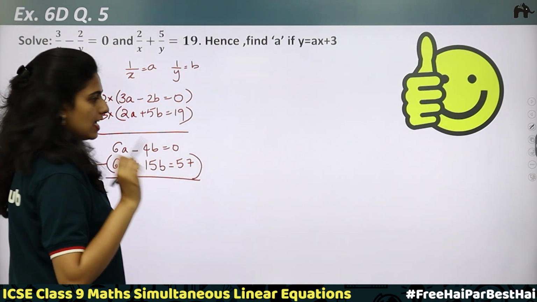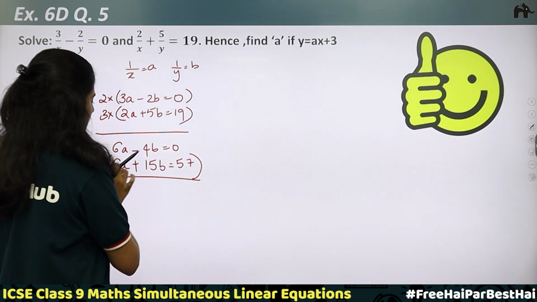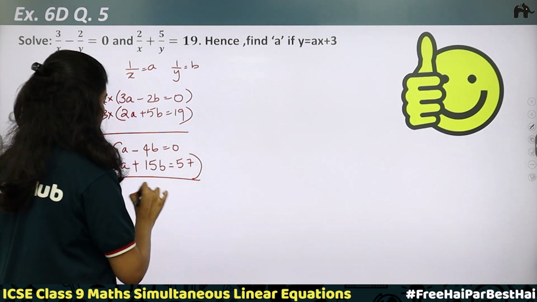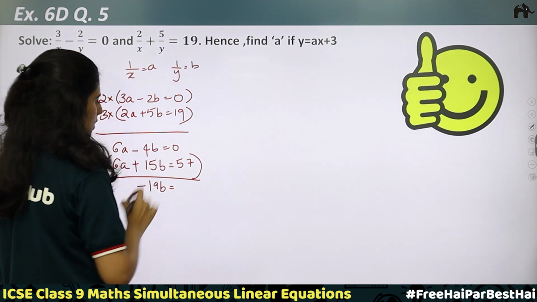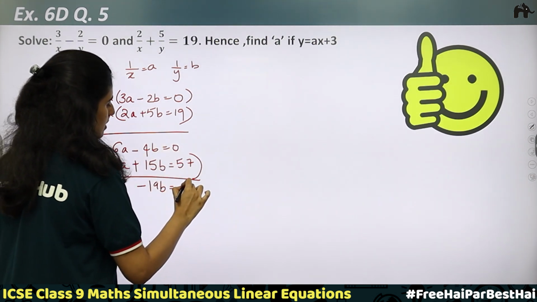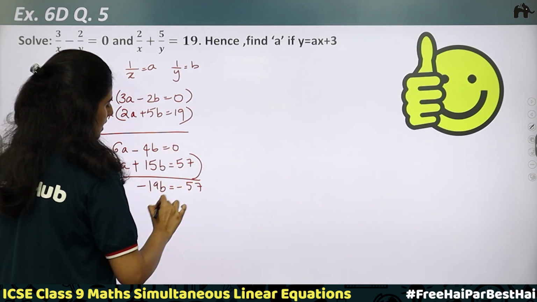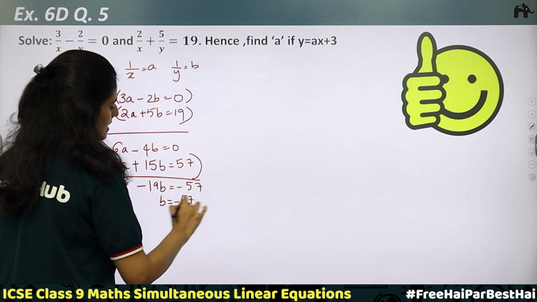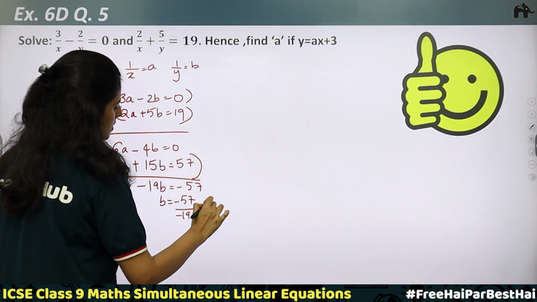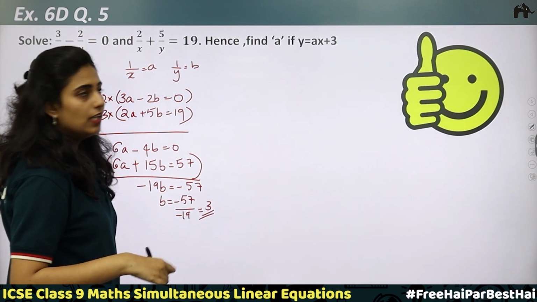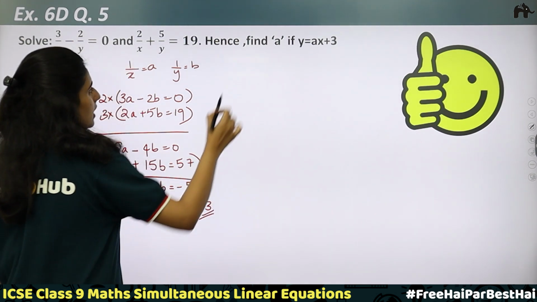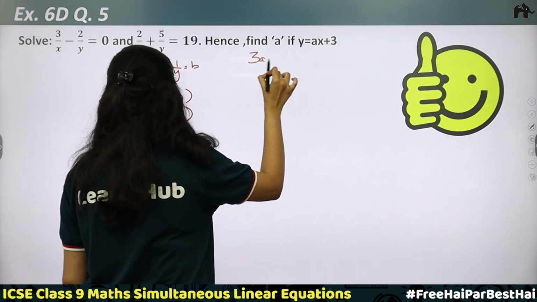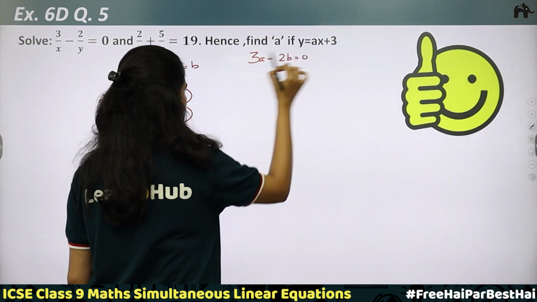6a minus 6a gets cancelled. Minus 4b minus 15b, which is minus 19b, equal to 0 minus 57. Minus 57 and then b is equal to minus 57 by minus 19, which is equal to 3. Okay, we got b is equal to 3. Now substituting 3a minus 2b is equal to 0.